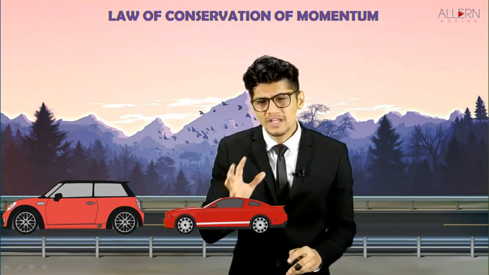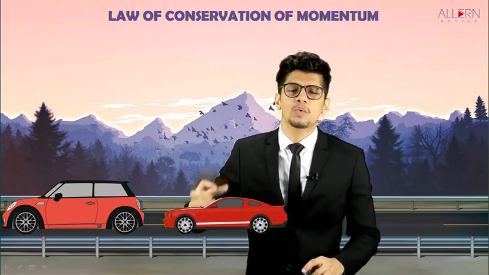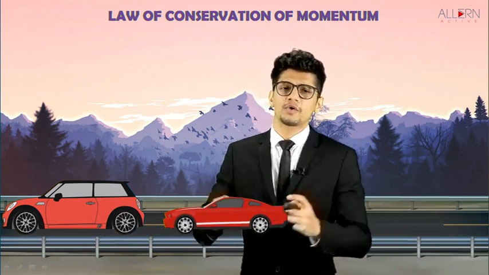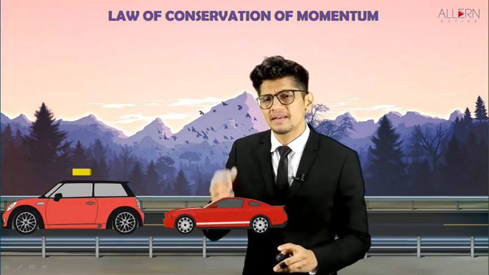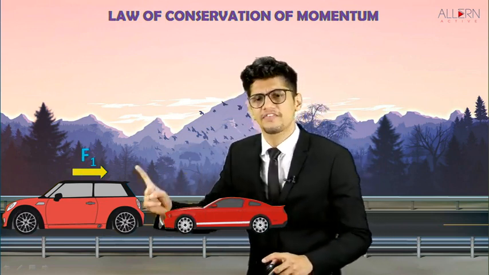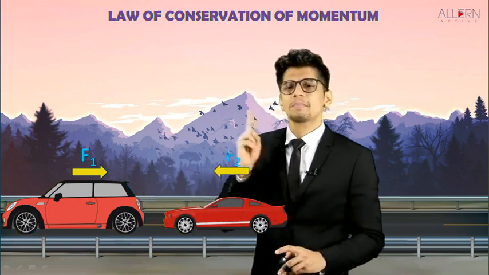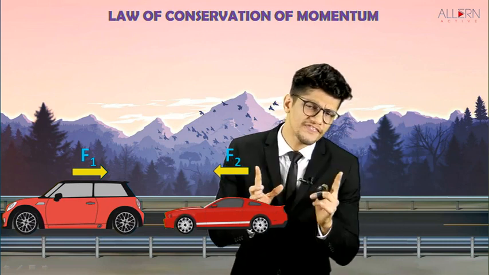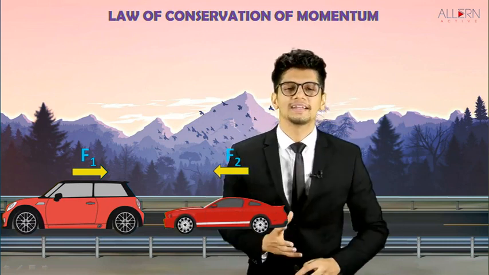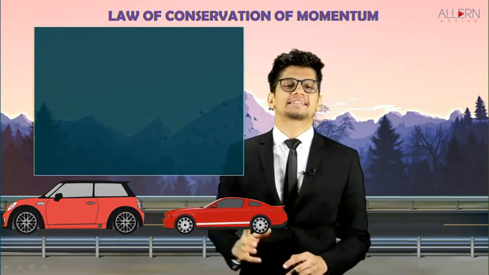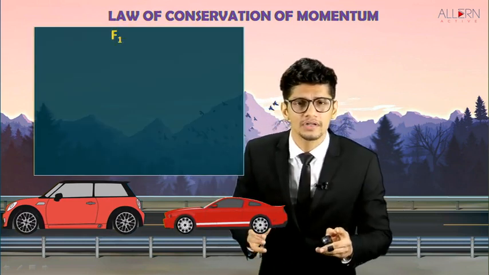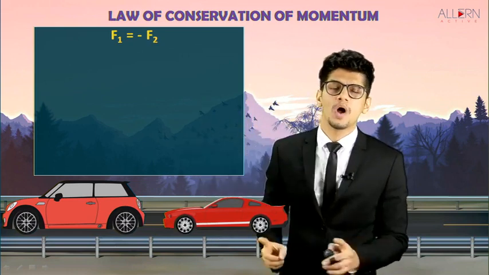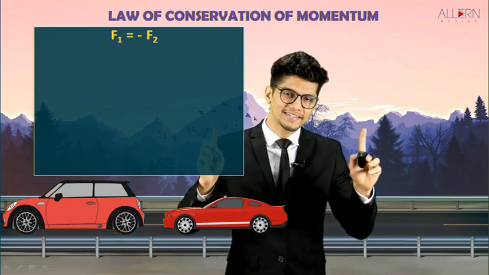Now what we should understand is both will exert an equal amount of force on the other, right? Because Newton's third law of motion says every action force has an equal and opposite reaction force. Let us assume that the force exerted by the first car on the second car is F1 and by the second car on the first car is F2. We know F1 will be equal to F2, but the direction is opposite. That means we need to add a minus sign. So we can write the equation as F1 is equal to minus F2. Why minus? Because the direction is opposite.